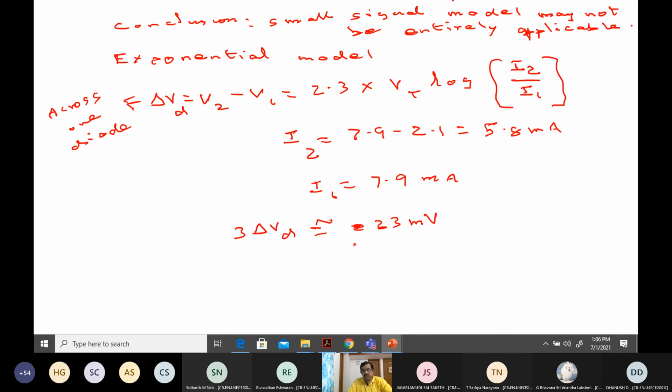And what was the small signal model? The small signal model gave 20 millivolt across the 3 diodes. The exponential model gave the more accurate value, 23, which is not far from the small signal model. So that's why I said it is partially okay as a first approximation, but you can do it the exact way using the exponential model.